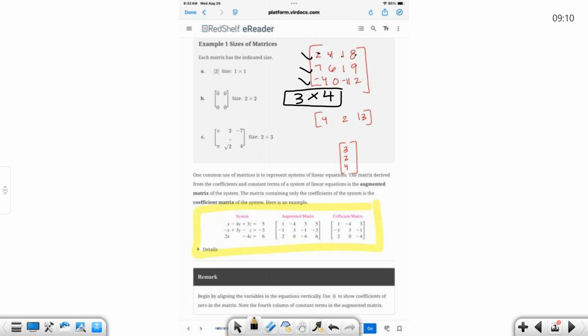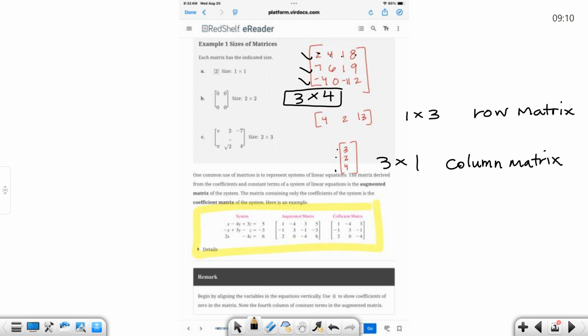So the next one is row 1 with 3 columns. So this is a 1 by 3 matrix. Since it's only made up of just one row, it's also called a row matrix. Okay, this one has 3 rows, but only 1 column. So this is 3 by 1, and it's called a column matrix.